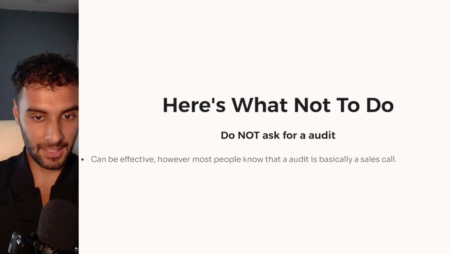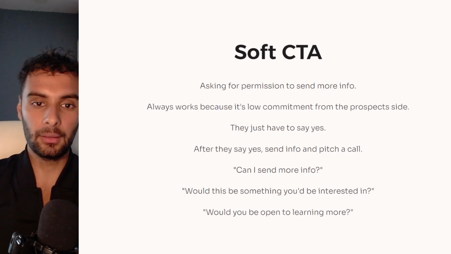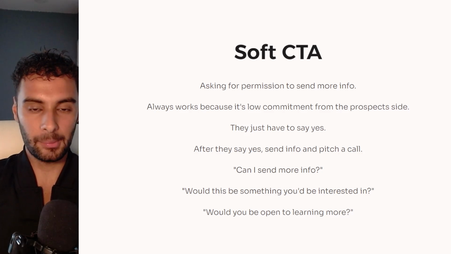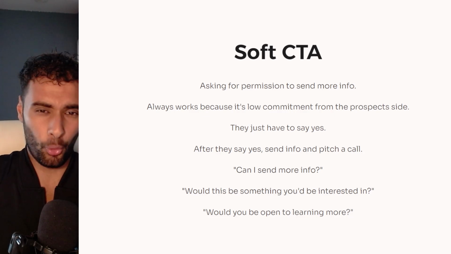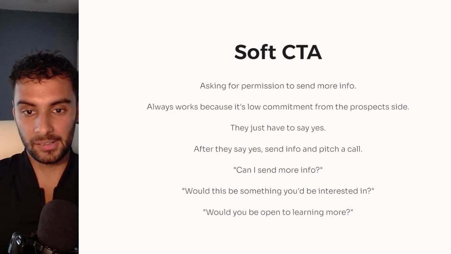Now, with all that said, one of the 3 CTAs that really work really well is a soft CTA, and I suggest this for everybody. This is basically the default CTA. If you don't know what to put, just put this because this will always work. And it's basically asking for permission to send more info.